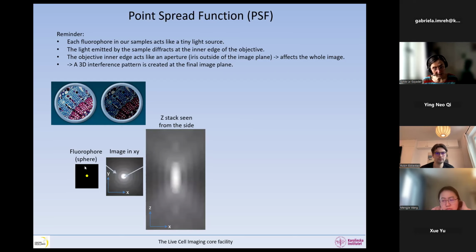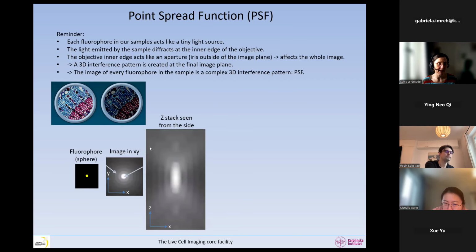And if we do a Z-stack through the small sphere and we look at the Z-stack from the side, this is what we see. We see a rugby man, right? So we see a big bright center that is elongated and all sorts of complex rings around.